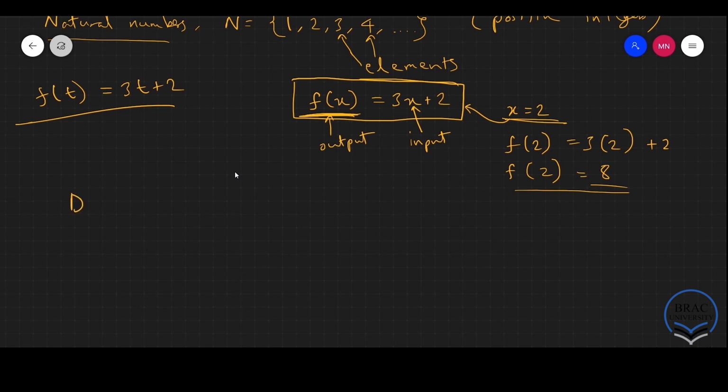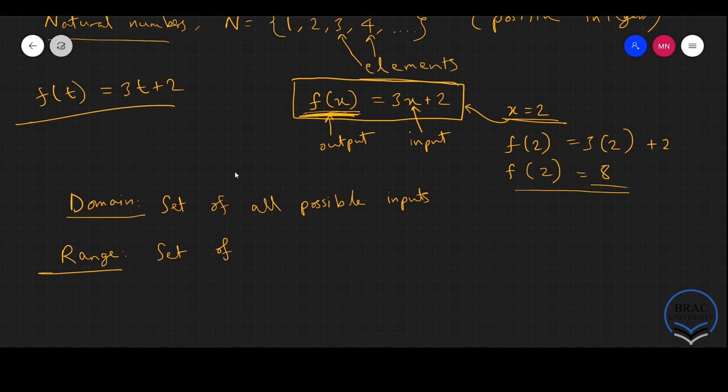Now, the domain of a function is just the set of all possible inputs. So basically, we have to find what are the possible values of x so that our function f of x is still defined. As in, for a certain value of x, we can still find a corresponding value or a corresponding output. So domain is just the set of all possible inputs, and similarly, the range is just the set of all possible outputs.